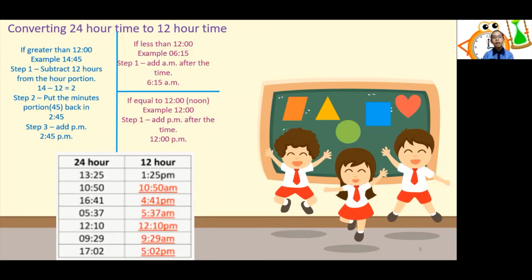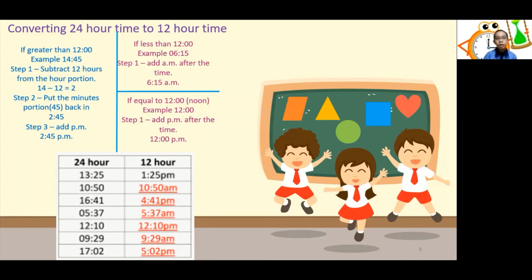And if it is less than 12:00, an example is 06:15. Step 1 is to add AM after the time. 6:15 AM will be the answer.